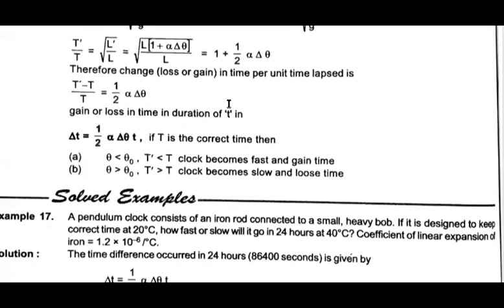So this is the formula. Based on this, you can just use the ratio as 1 plus 1 by 2 alpha delta t. Why is this 1 by 2 alpha delta t? That is the approximation of binomial. If you remember, this is the binomial approximation of 1 plus alpha delta t to the power 1 by 2. Got it?